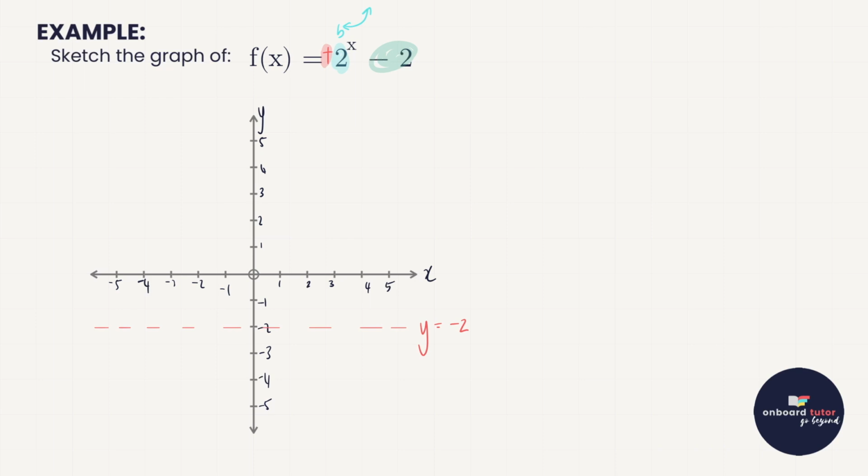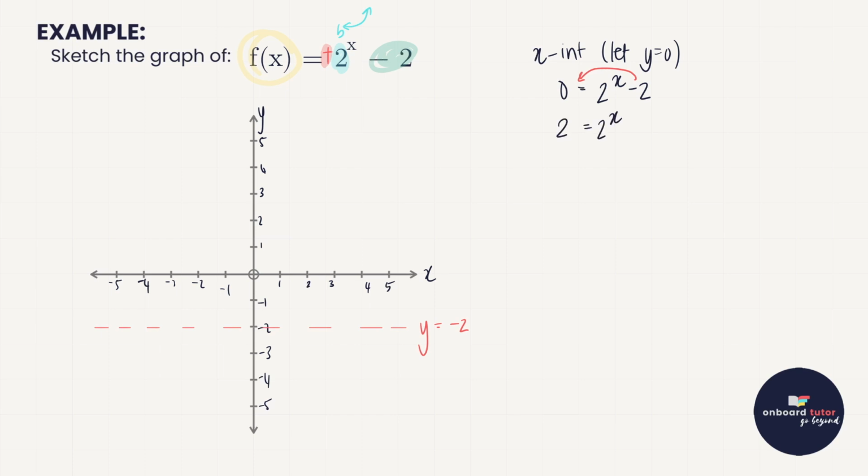Okay, so to get an x-intercept, we are going to let y equal 0. So in this equation, remember that we are allowed to say that f of x represents y. So we're going to say 0 is equal to 2 to the x minus 2. Now we want to move this minus 2 over. So we'll end up with 2 is equal to 2 to the x.